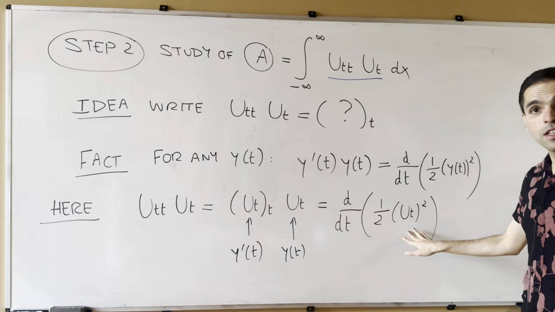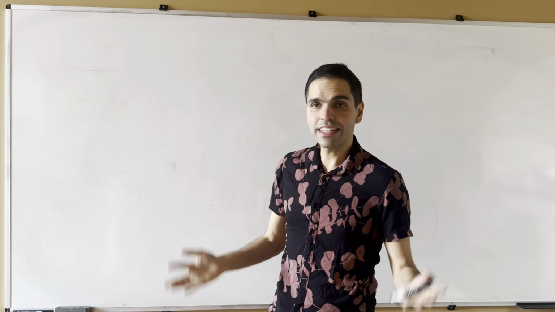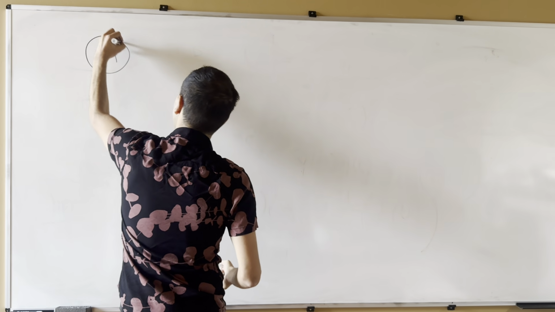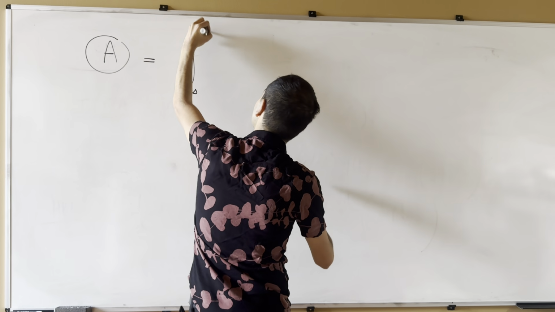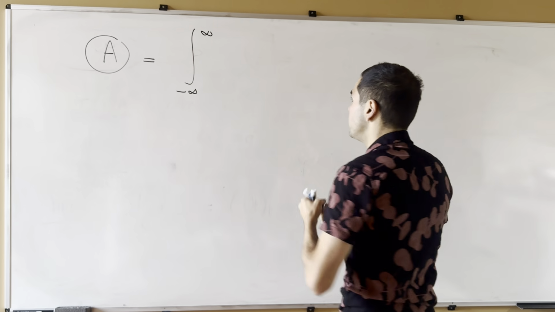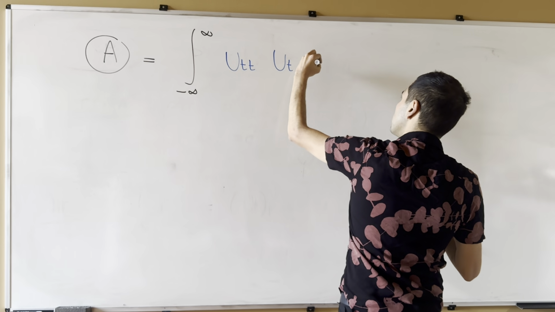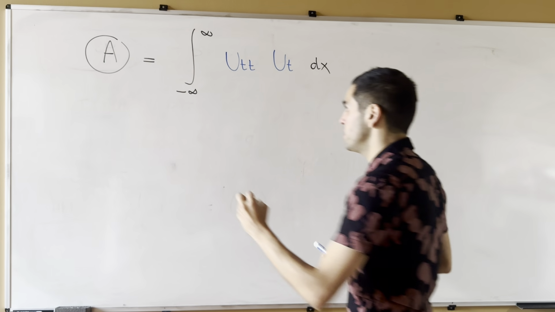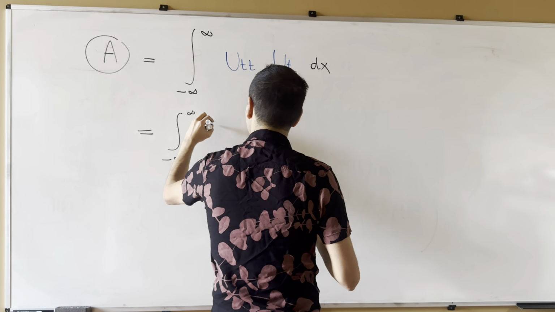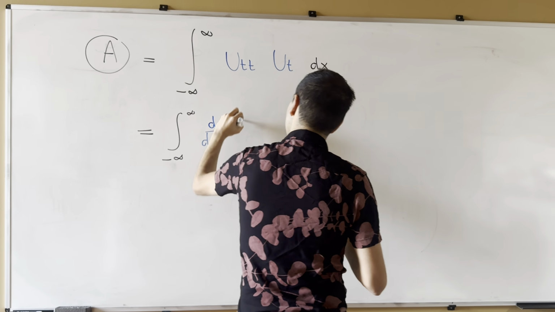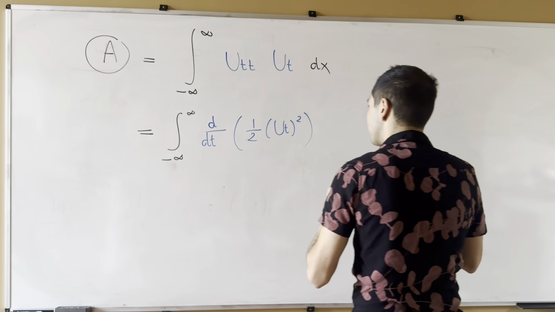And we can use this simplification to now simplify our integral. So once again, what is A? A was, I believe, the integral from minus infinity to infinity of utt times ut dx. But now we have our simplification. So we wrote this as the integral from minus infinity to infinity of d over dt of 1/2 ut squared dx.